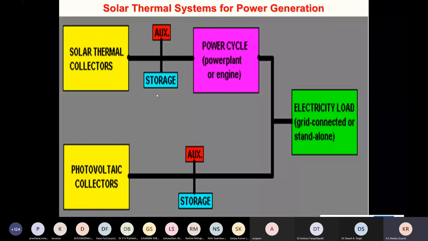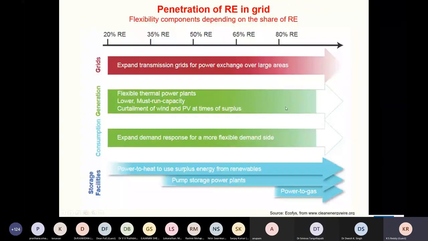So that 14 to 16 hours we can store in storage and then use it whenever there is no sun, so during night time. That is the concept of thermal energy storage. It's important to operate a renewable energy grid, because there is flexibility, as I mentioned, not only reliability but also flexibility depending upon the fraction of renewable energy.